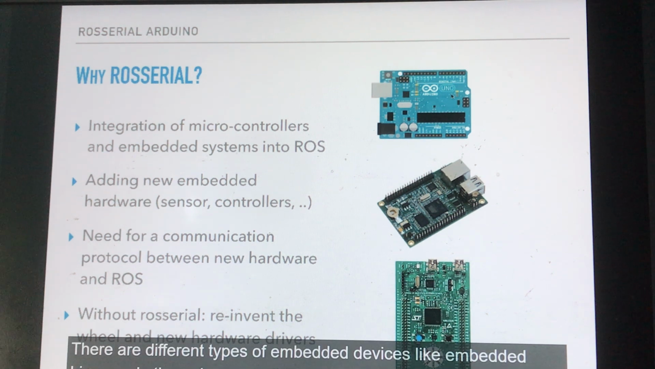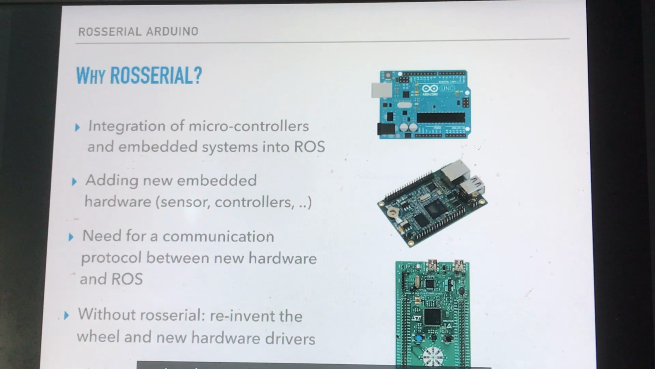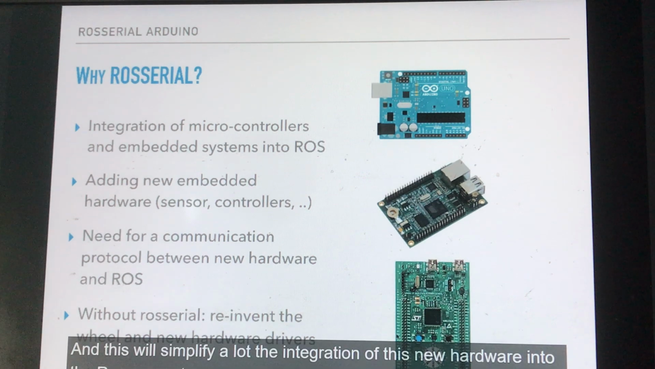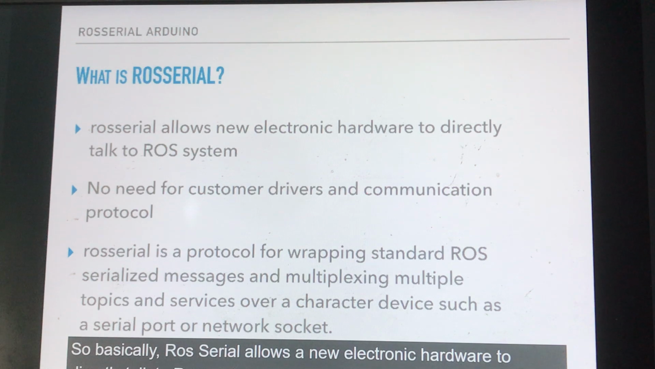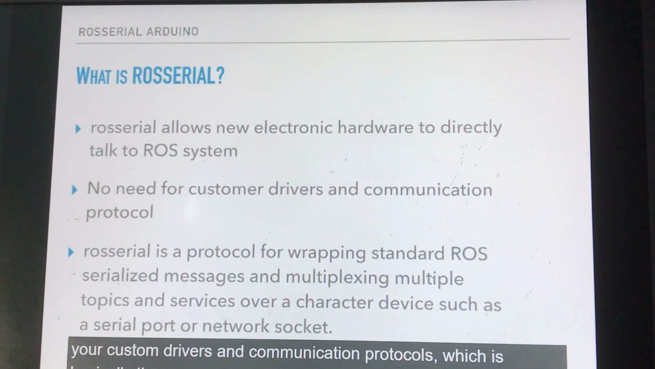There are different types of embedded devices like embedded Linux and other microcontroller boards. So instead of defining yourself the hardware drivers, the message serialization, and all the communication protocol, everything was already done in ROS serial, and this will simplify a lot the integration of this new hardware into the ROS ecosystem. So basically, ROS serial allows a new electronic hardware to directly talk to ROS system natively. It means you can even run the ROS command inside the hardware itself, and you do not need to develop your custom drivers and communication protocols, which is basically time consuming.